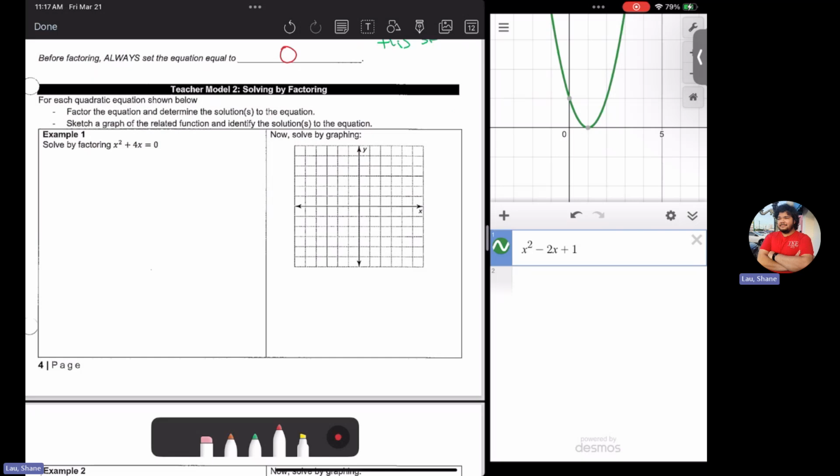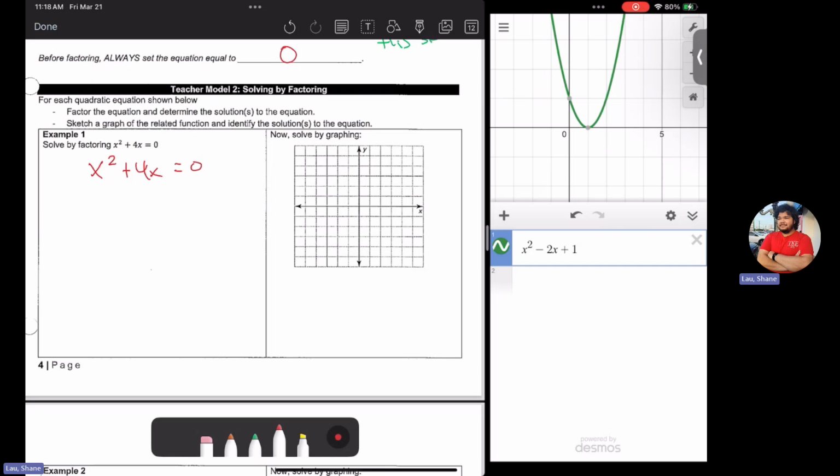Okay. Now, teacher model 2, solving by factoring. Here we have a quadratic equation. We're going to factor the quadratic equation and determine the solutions for this equation. Then we will sketch a graph of the related function and identify the solutions to the equation. Well, I have x squared plus 4x equals 0. I already have it set equal to 0, so I don't have to do anything there. But I will see, is there anything in common between x squared plus 4x, or is there a factor that I can get out of it?